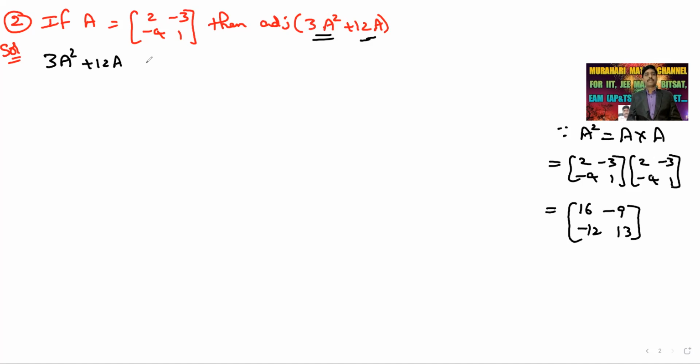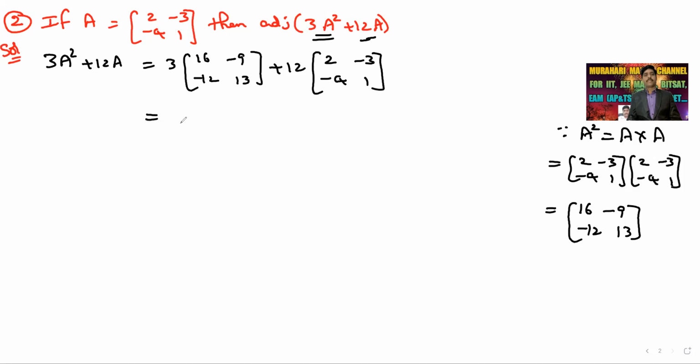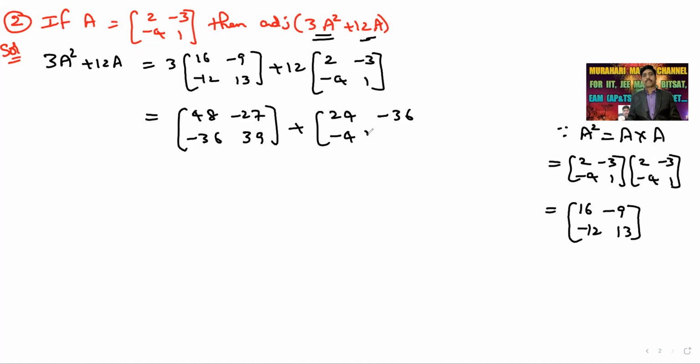Okay, so now 3 times A square, [[16, -9], [-12, 13]], plus 12 times A. What is A? [[2, -3], [-4, 1]]. It will be 3 multiplying every element of this matrix: 48, -27, -36, 39, plus 12 multiplying every element of this matrix: 24, -36, -48, 12.